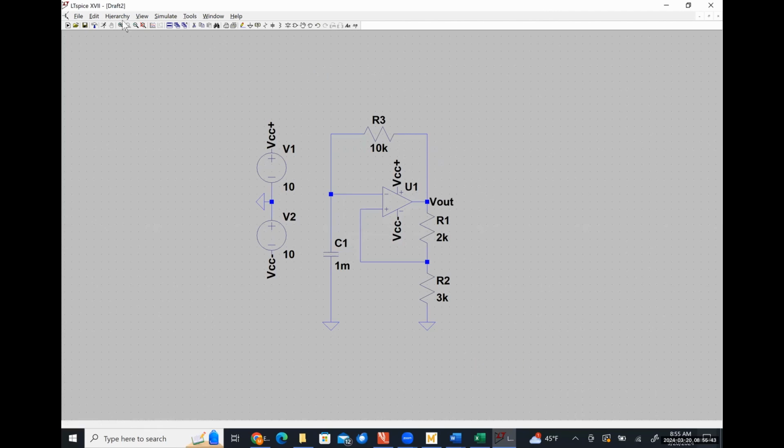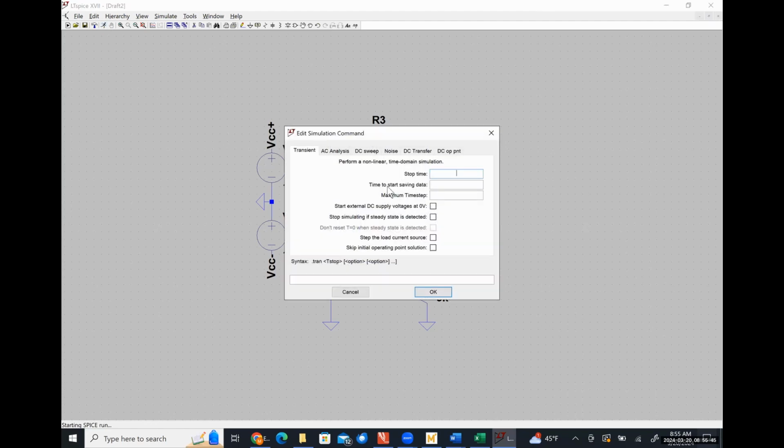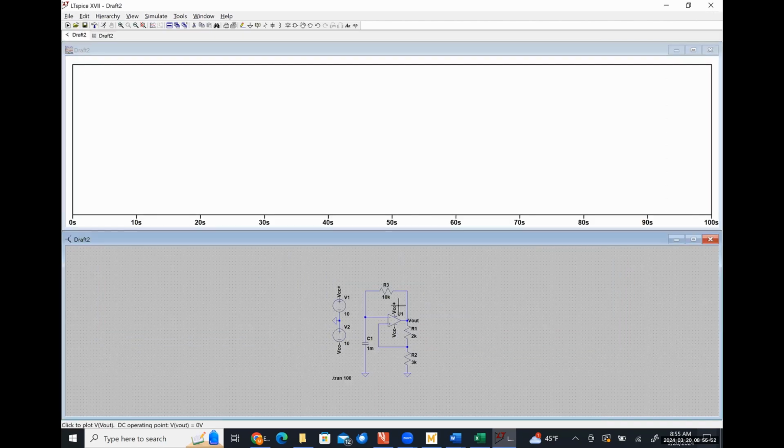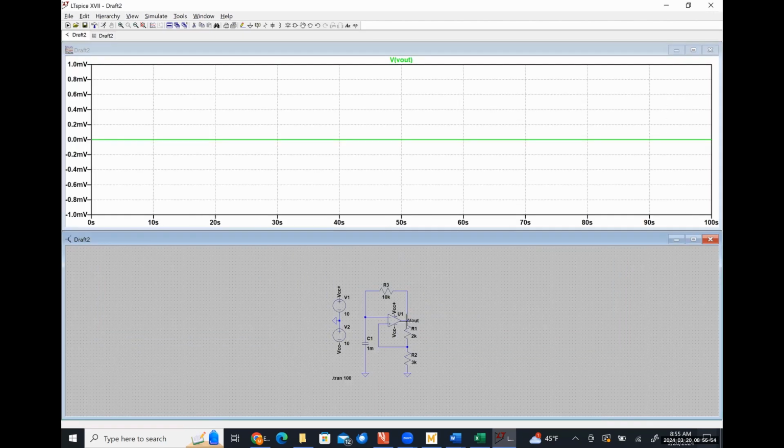Simulate this circuit as is. Let's do it for 100 seconds. And I click on my output node. My output voltage is 0, okay? Now, the reason why my output voltage is 0 is because we're dealing with ideal circuit components here.